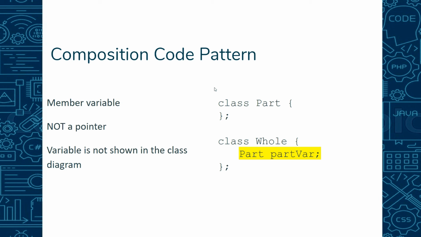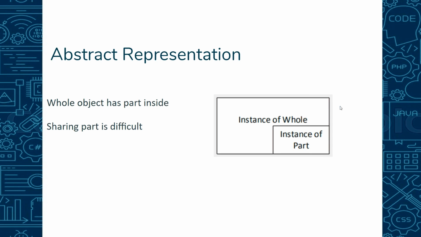Okay, composition code pattern: you have some sort of part, and within your class, within your whole, you have another part. So it's just an instance of the class. It's not a pointer because it doesn't have to function independently outside of the class. Here's our abstract representation. Here's your whole, and you have a part as part of the whole. You don't have to share the part with any other object. That's a key thing to composition.